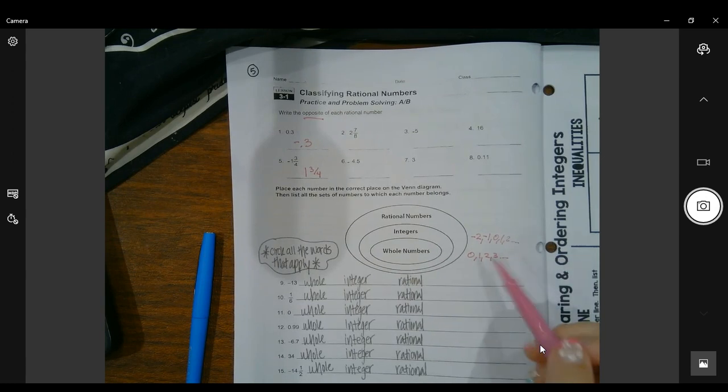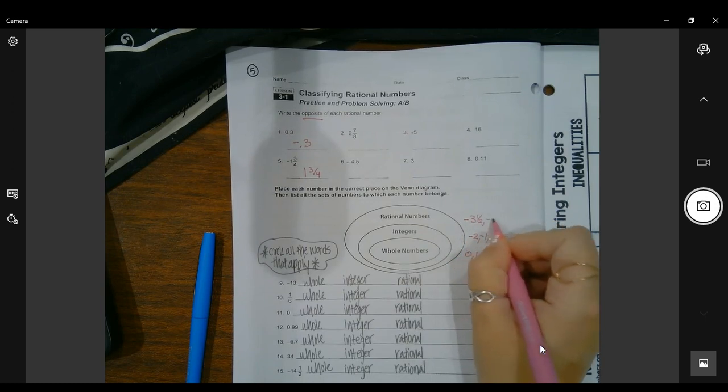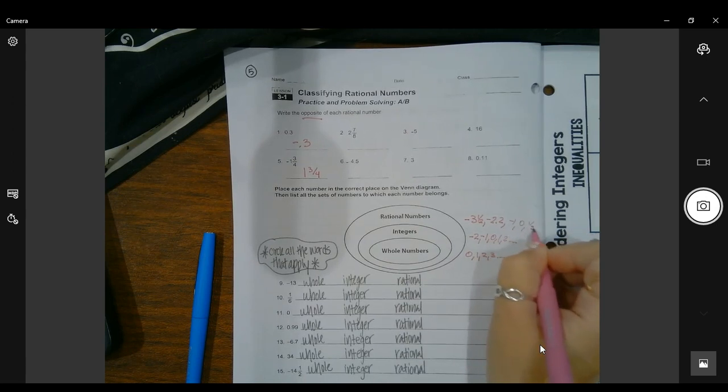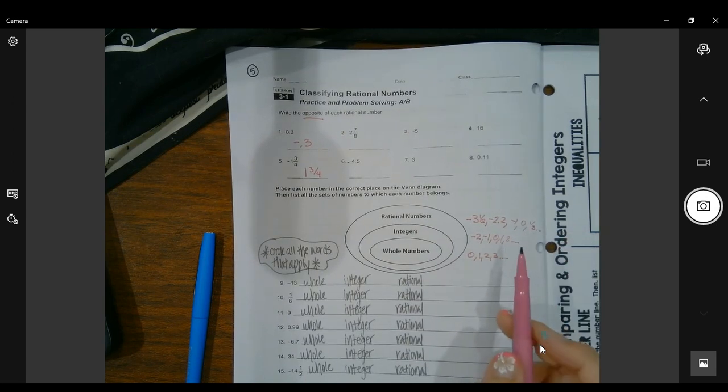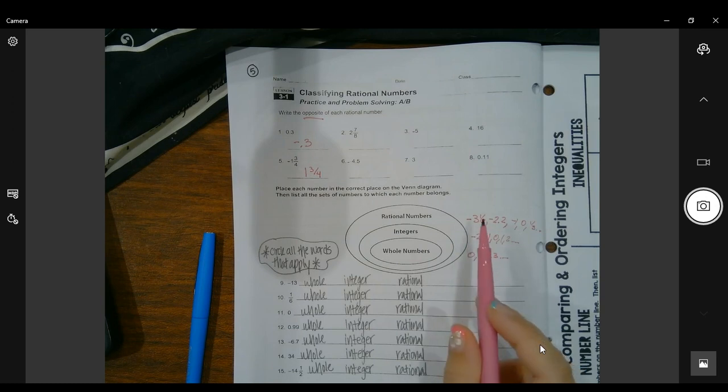Okay, and so now rational numbers, going up another step, includes all of those and all the numbers in between. So maybe like -3.5, or -2.2, or -1 or 0 or 1/3, and so on. So as long as something can be written as a fraction or a decimal, then it's a rational number. So if something's whole, it's also integer and rational. If something's an integer, it's also rational. Okay? So let's take a look at some of these.